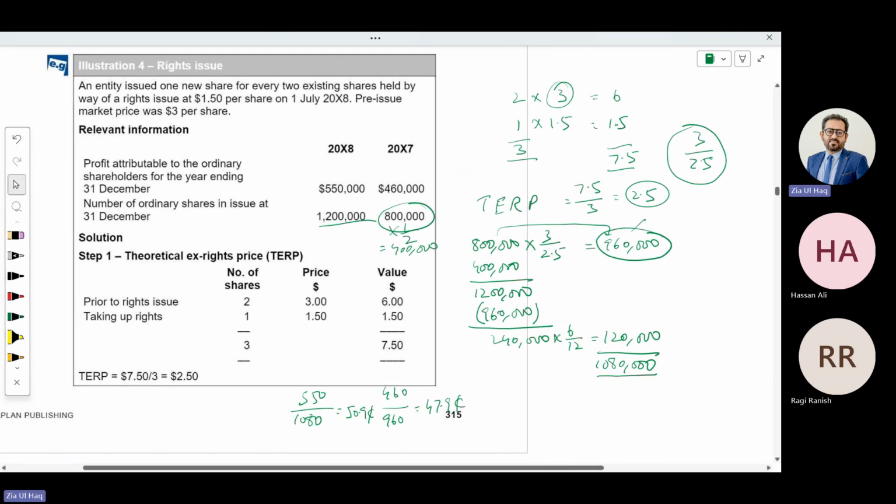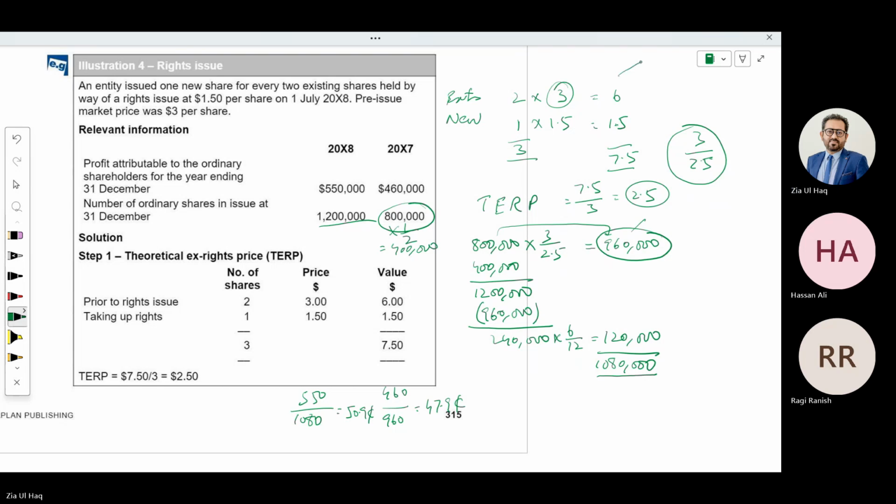50.5. In case of rights issue, first we need to see how many shares against existing. So this was existing, meaning for existing two we will get one new. Existing will be multiplied with the existing market price, that is 3. And new will be multiplied with the new price, that is reduced, 1.5.